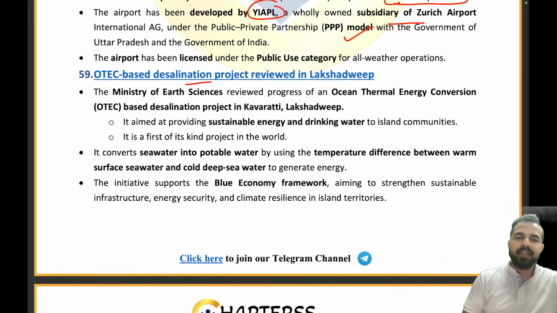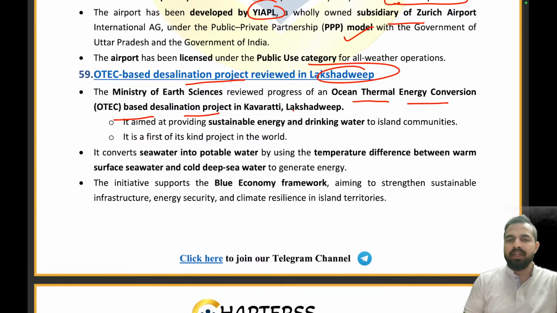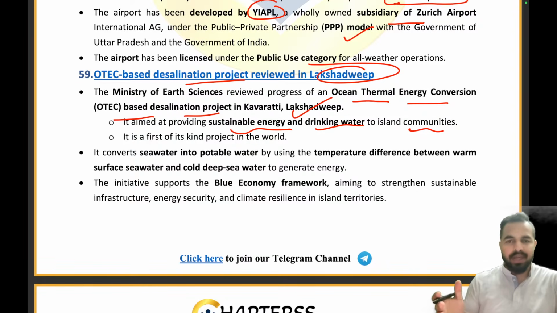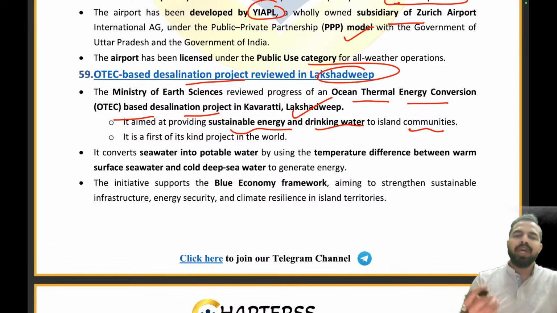An OTEC based desalination project has been unveiled in Lakshadweep. The Ocean Thermal Energy Conversion based desalination project has been launched in Kavaratti, Lakshadweep, which provides sustainable energy and drinking water to island communities. My dear friends, drinking water is really very important. Sustainable energy is very important. So we are providing both to the island communities with the help of this OTEC based desalination project. It converts sea water into potable water by using the temperature difference between warm surface sea water and cold deep sea water to generate energy.